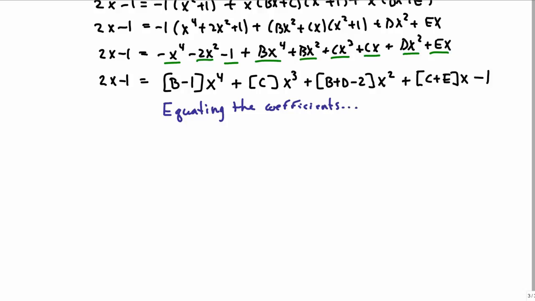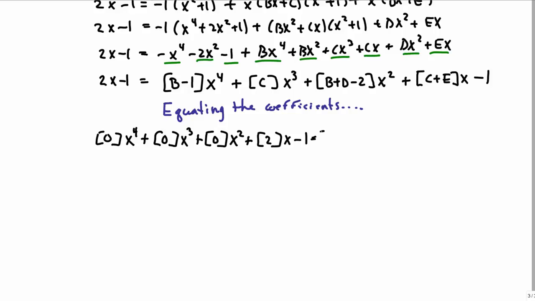Now if you notice on the right-hand side, the highest power is x to the 4th. Over here on the left-hand side, I don't have any x to the 4ths. So I'm going to call this 0x to the 4th. I don't have any x cubes either, so I'll call it 0x cubes. I don't have any x squareds either, so that would be 0x squared. However, I do have a 2x, and I do have a minus 1 for my constant. So you can see on the left-hand side, a lot of my coefficients are zeros. Now on my right-hand side, I just have the same expression. Hopefully I have enough room to fit it in here.